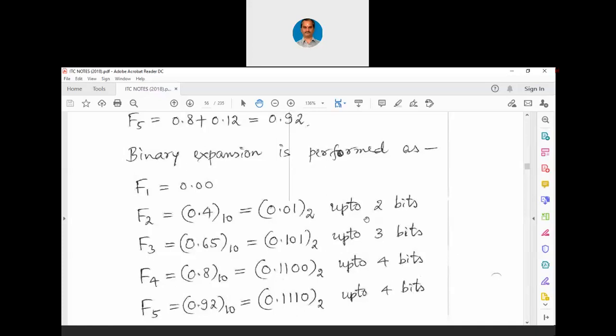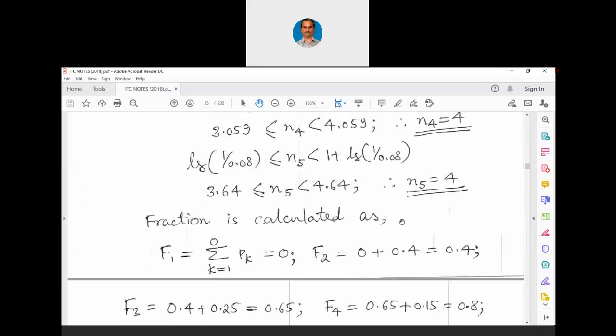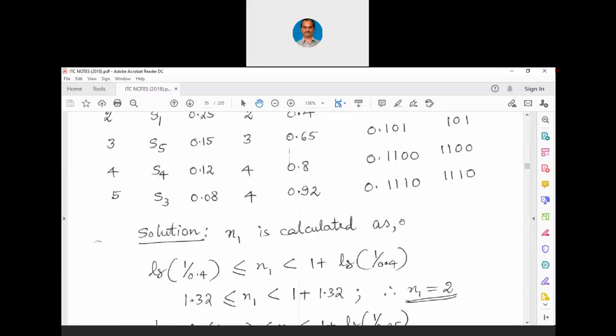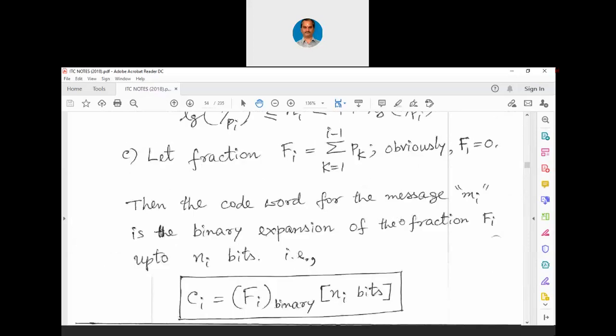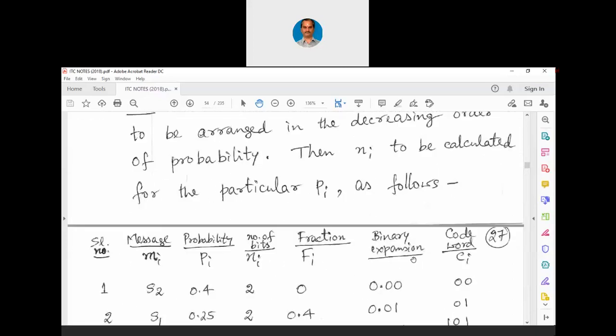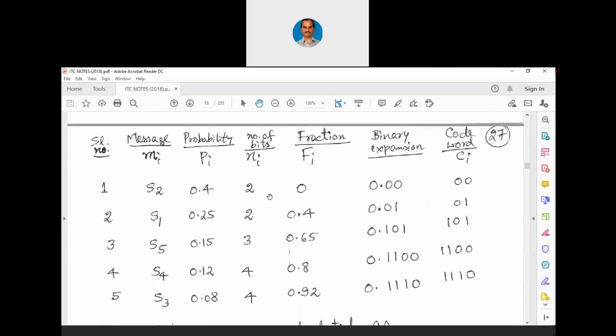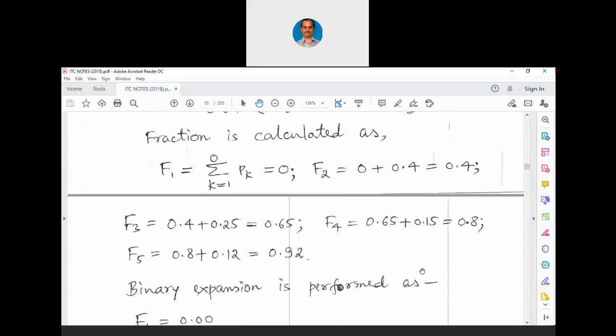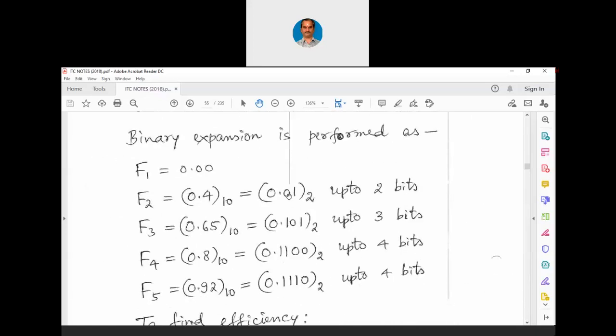Why? Because Shannon has told us already that 2 bits are sufficient. Just recall this particular procedure here, where Ni should be less than or equal to log of 1 over Pi and it should be less than 1 plus log of 1 over Pi. So in our particular case, I showed you this tabular column in the morning. 2 bits are sufficient for us because if the probability is more, the number of bits can be less. That is how we are taking a decision to stop it at 2 bits.